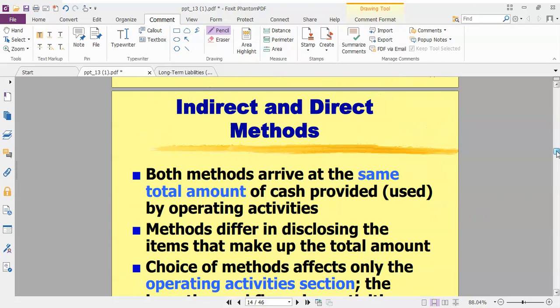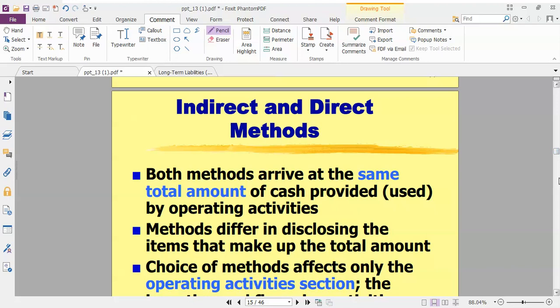Both methods arrive at the same total amount of cash provided or used by operating activities. The difference is just the format itself. At the end, the amount should be the same, whether we use the indirect or direct method. But the display or the details have some differences.